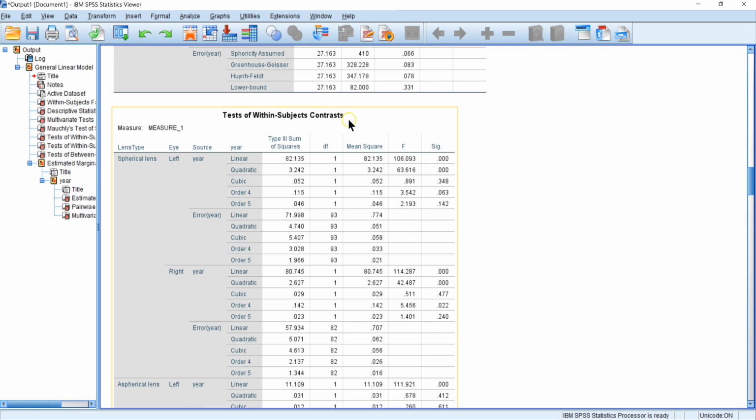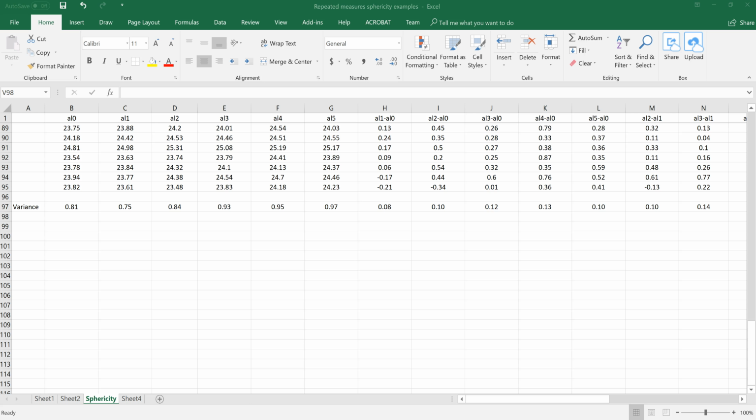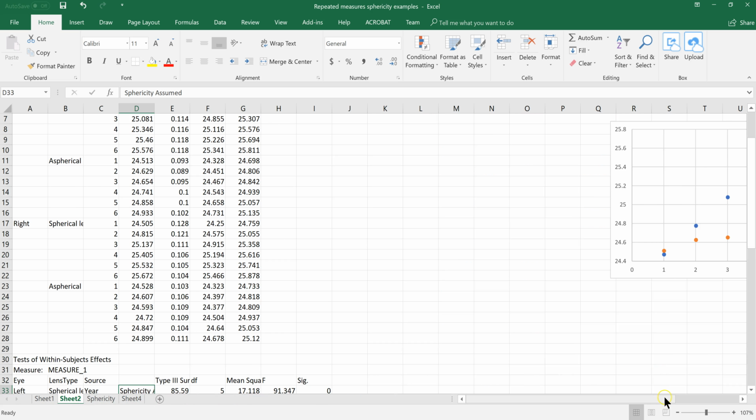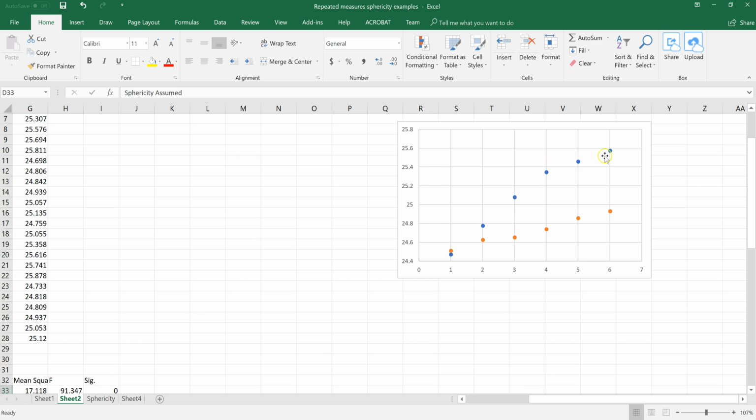Now here they have tested within subjects contrast. That is, do the years go straight up? Are they a straight line increase? Well, they do seem to go up. And actually, we have a picture of that. This is lens type, and this might be collapsed across everybody. This is lens type spherical, and this is aspherical. So we have the trend is generally going up. That's a linear trend.